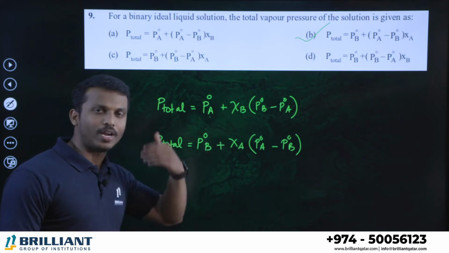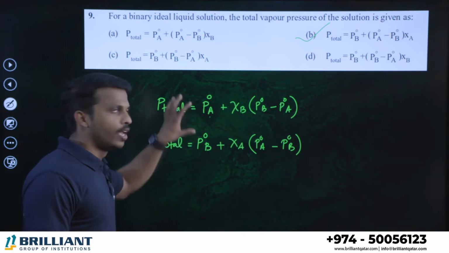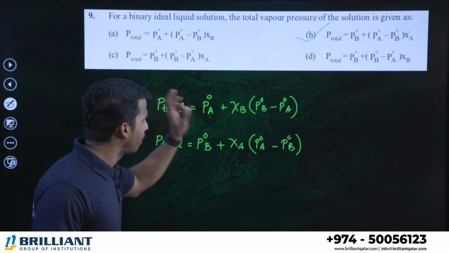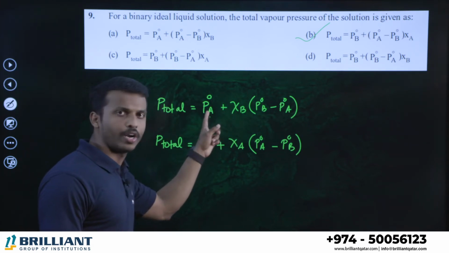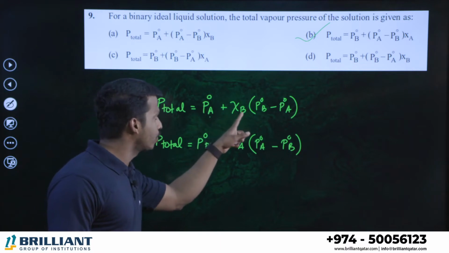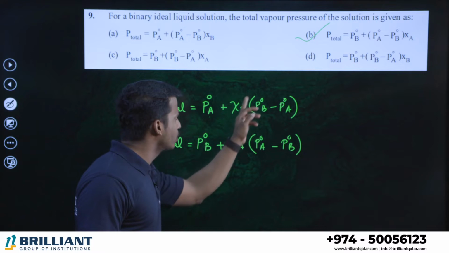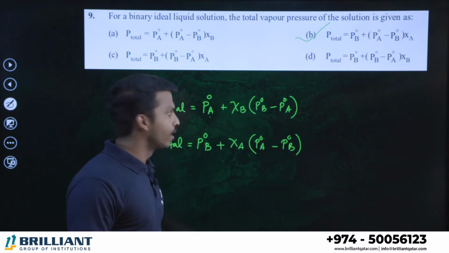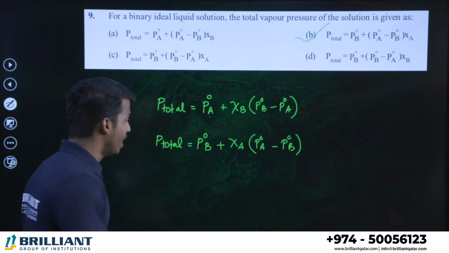To remember this equation, just follow this method. P total is equal to, if you want the answer in terms of P naught A, okay, so P naught A plus, then you use the mole fraction of the other one. Here you already used the A, so take the mole fraction of the other component, that is B. Here you are using mole fraction of B, so nearby you take the vapor pressure of the pure component B. Then minus the opposite. Just see, apply here the same one, P naught B.